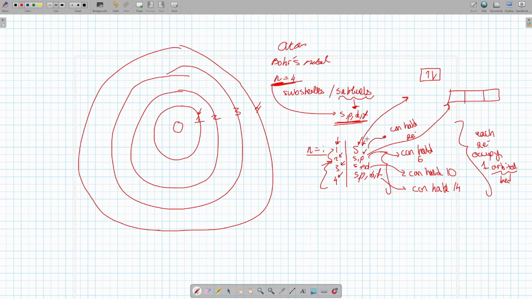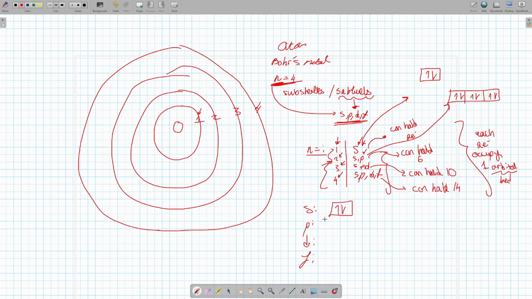You need to know that S has 1 orbital. I'll write it down. So here's how you draw P. You don't directly start 1 2, then 1 2, 1 2. No. You go 1, 1, 1, then again you come back 2, 3, 4. Okay, this is how you do it. Then D, I'm gonna write them for you here. S, P, D, F.